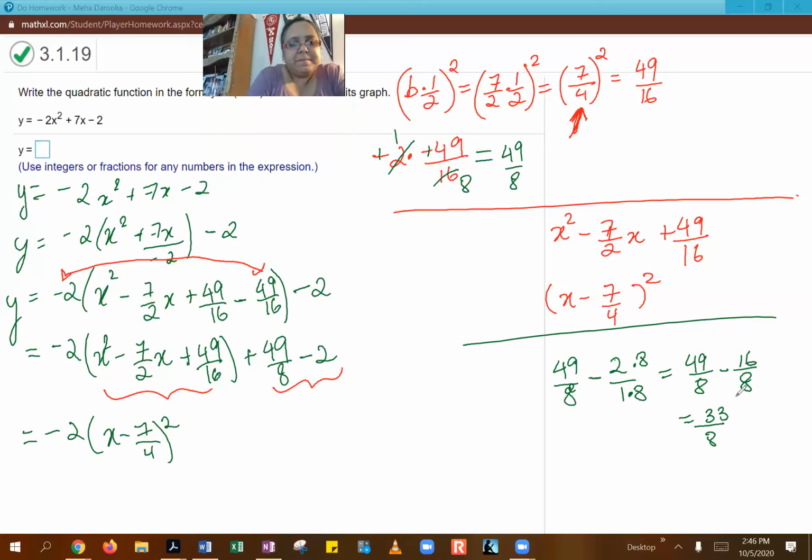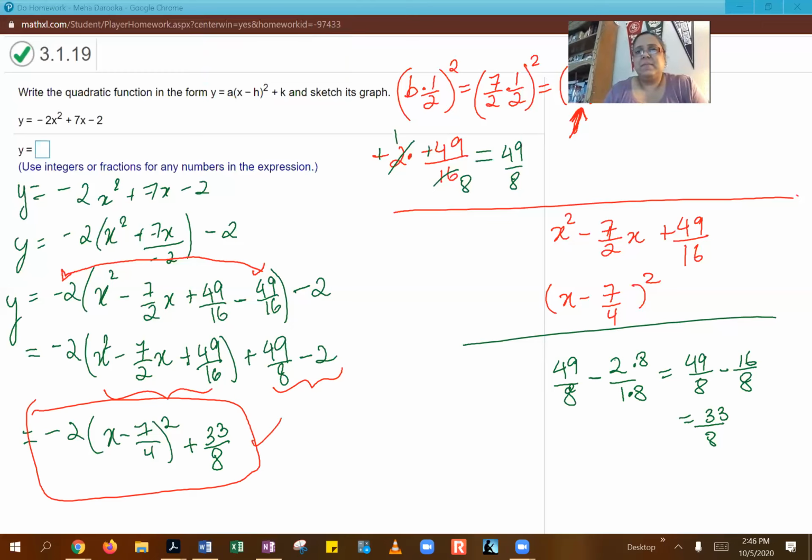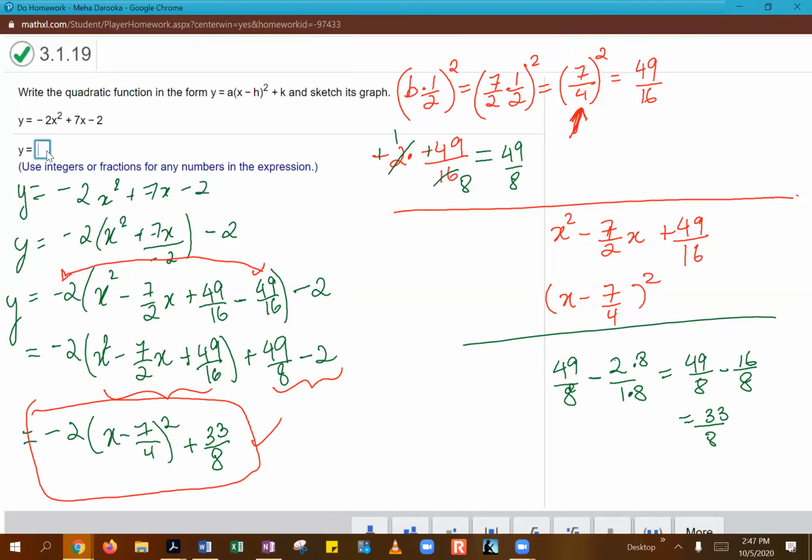Alrighty. And that will be a positive 33 over 8. And yeah, there we go. That's going to be our equation from the standard into the transformation form. This is what we're looking at. So again, let's go ahead and type this in. That will be negative 2 on the outside, x minus 7/4 on the inside. Raise that to the second power and then add 33 over 8.